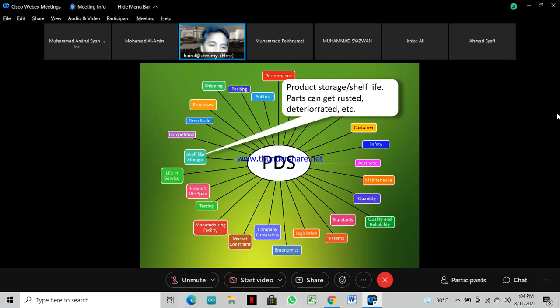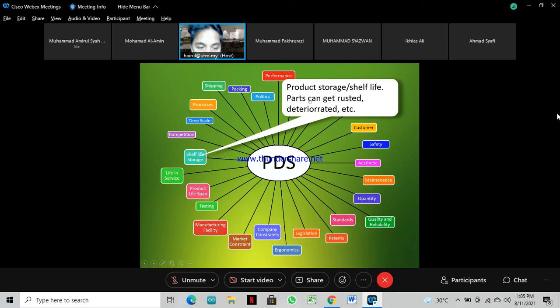Be careful of that. Nanti you assemble a rusted component to make a machine that components already rusted or deteriorated. Itu you got to watch. As a designer, kita kena watch. How long this component can stay in the store? Ada statement saying that too.